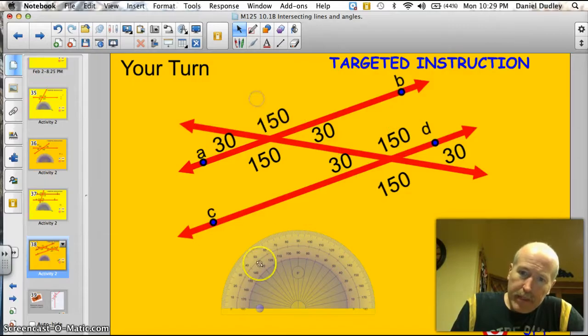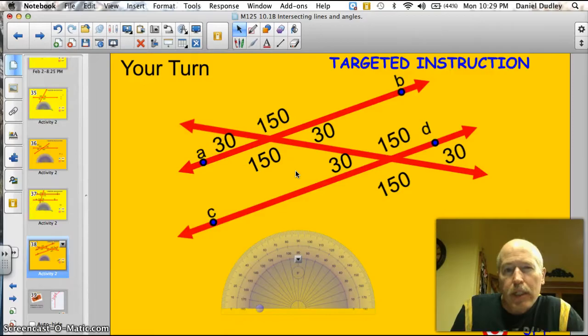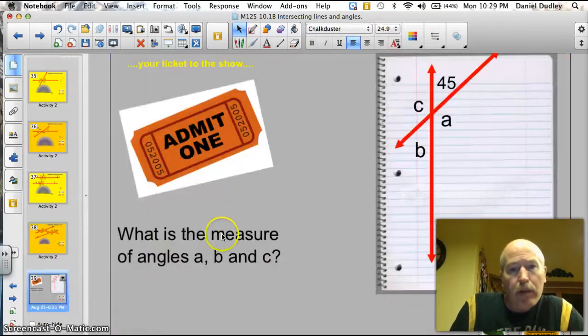It makes sense. Remember, it's 180 degrees for a half circle or 360 for the full circle. So these 2 will equal 180 or these 2 will equal 180. It's kind of cool, isn't it? I think so. All right. Time for you to figure out something here. What is the measure of angles A, B, and C? Given that one measure, that's your ticket to the show. I think you're going to do just fine.